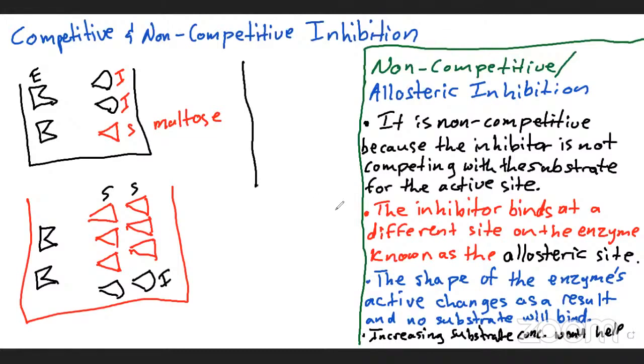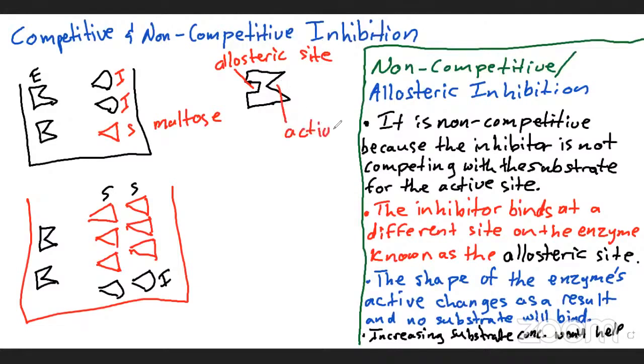this is what happens. I don't have to draw a box for that. Let us say that this is our enzyme. This part here is the allosteric site. Remember the allosteric site, that is where the inhibitor is going to bind. This is the active site. Let me try it again.